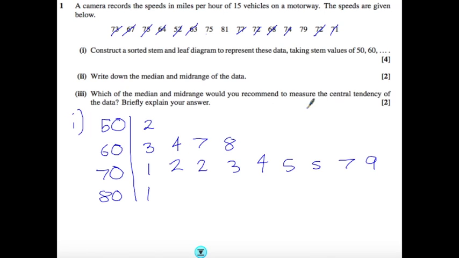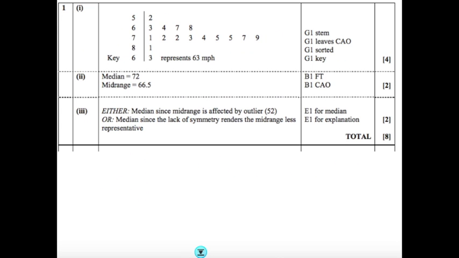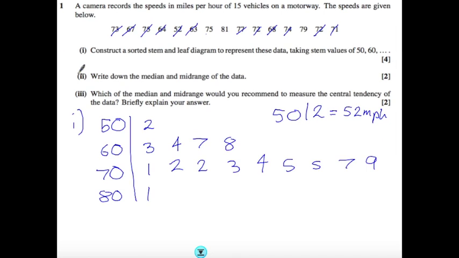And then we need to remember a key. So for example, 50-2, we can say equals 52 miles per hour. So let's just double check the mark scheme. You get a mark for the stem, a mark for the leaves, a mark for them all sorted, and by sorted they also mean nicely ordered like this, so they're all in the same columns, and then 1 mark for a key.